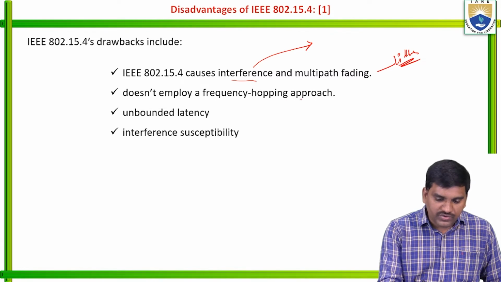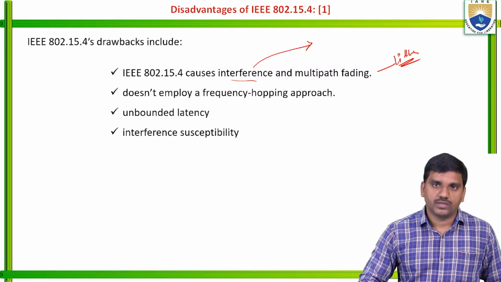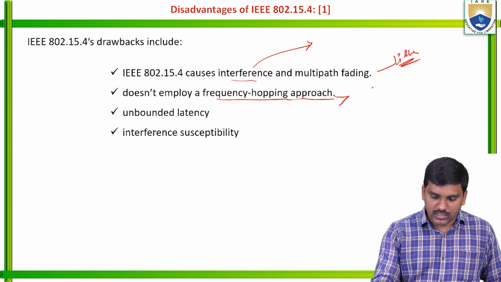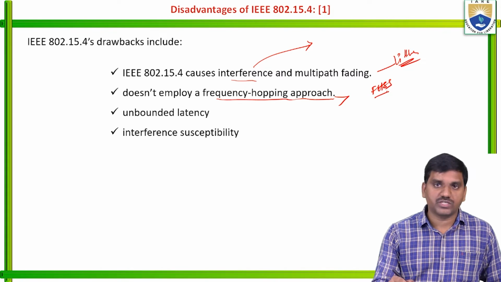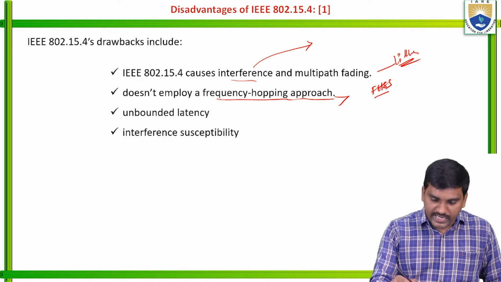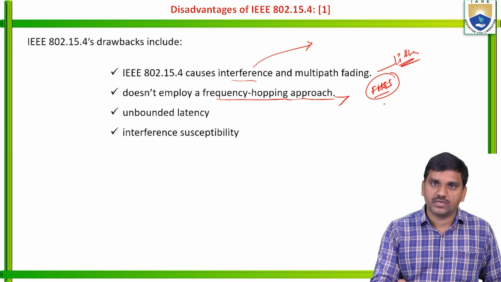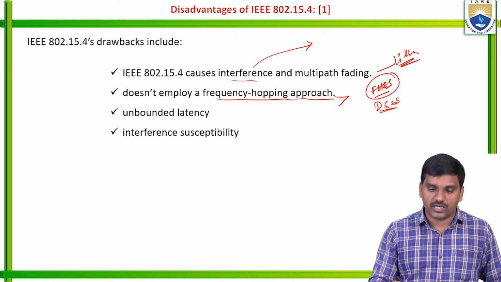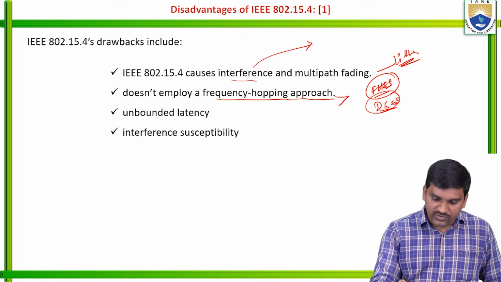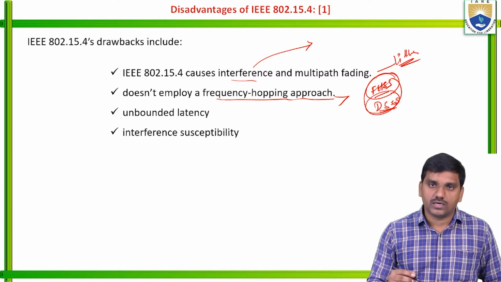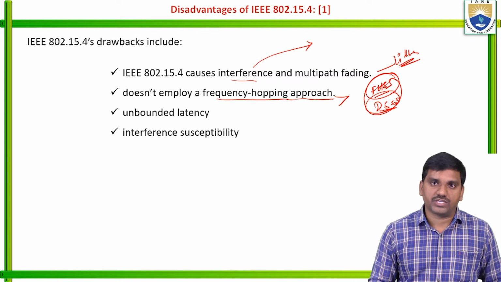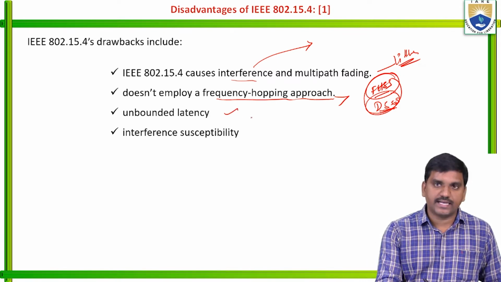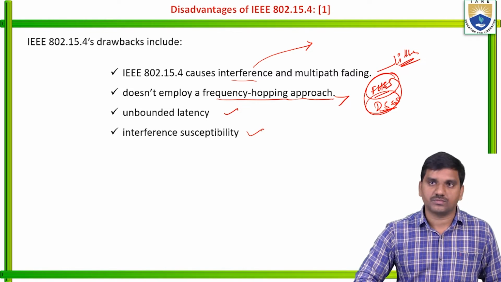It does not employ a frequency hopping approach. Frequency hopping means frequency hopping spread spectrum, or DSSS, direct sequence spread spectrum, which it also does not use. If it used these two spectrum techniques, it could avoid interference and the communication could be processed easily. Next, unbounded latency and interference susceptibility.